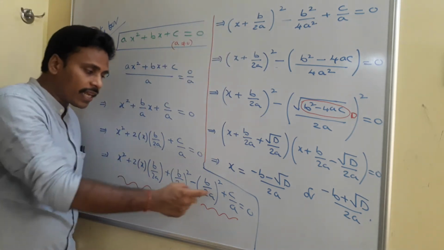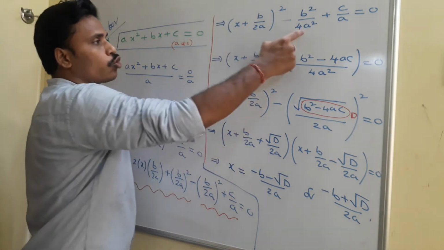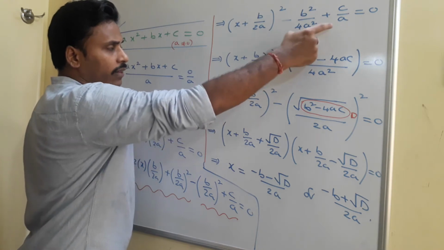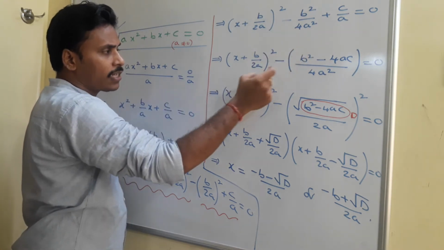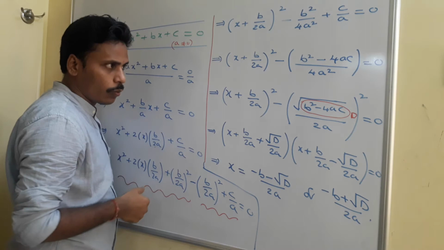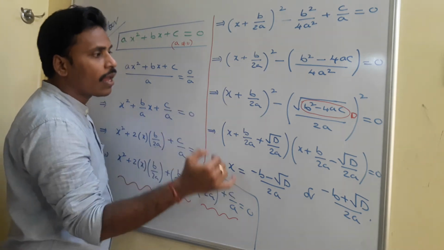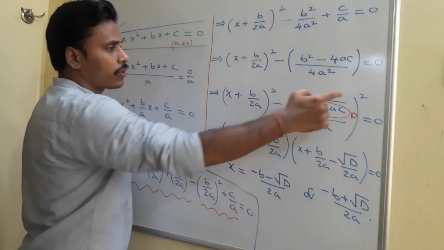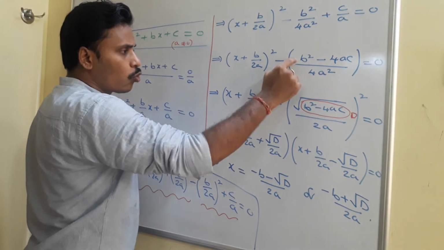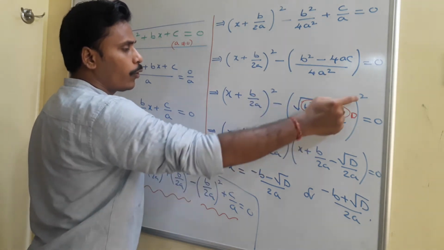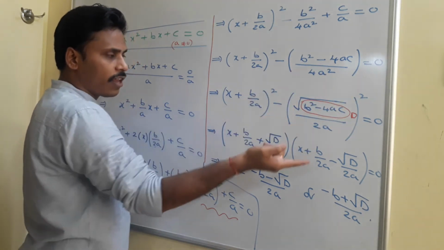In the first group, these three terms combined will give us x plus b by 2a whole square. And in the second group, we have two terms. Those two terms are like this. And from these two terms, just pick out minus and then take the LCM as 4a square. And in the next step, I have a chance to rewrite the second term in the form of a square only. So root of b square minus 4ac by 2a whole square. Both these two are the same.